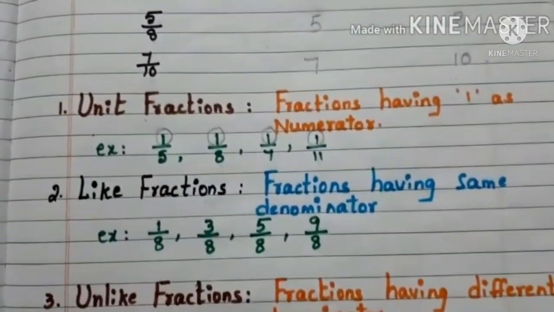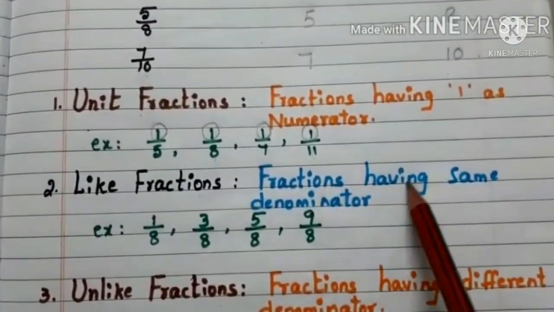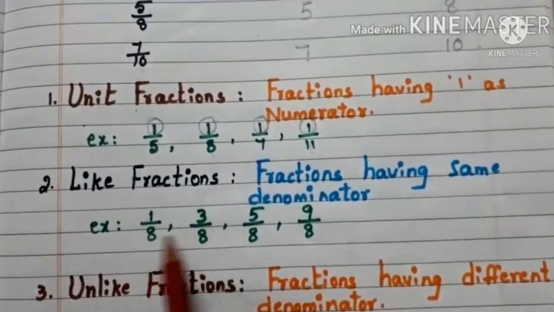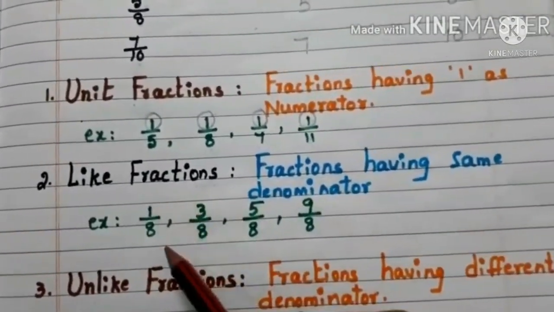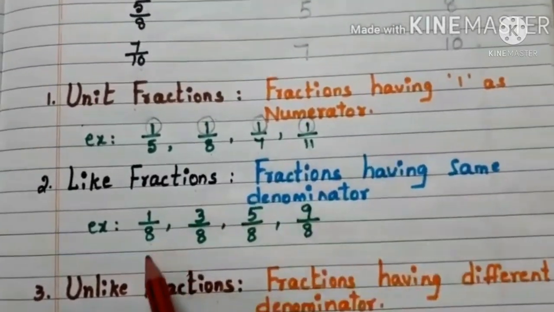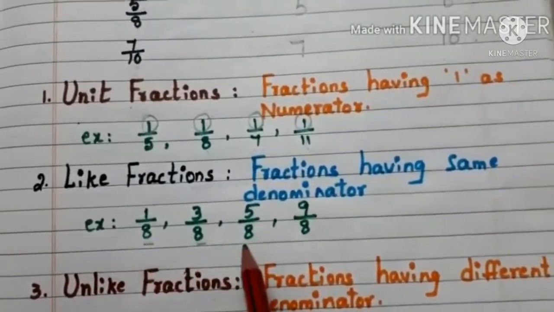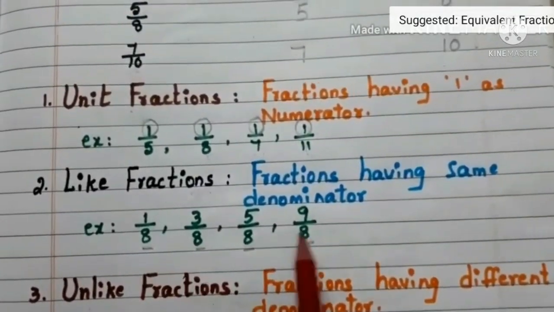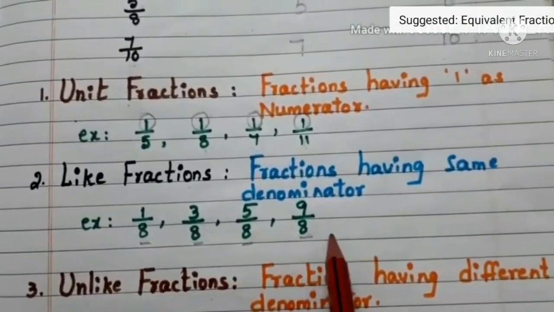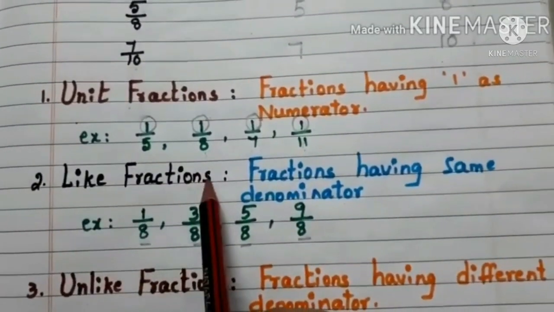Okay, let us go to like fractions. Fractions having same denominator are called like fractions. Here we have some examples. 1 by 8, 3 by 8, 5 by 8 and 9 by 8. Observe the denominators. See, here all fractions have 8 as denominator. So these type of fractions are known as like fractions.